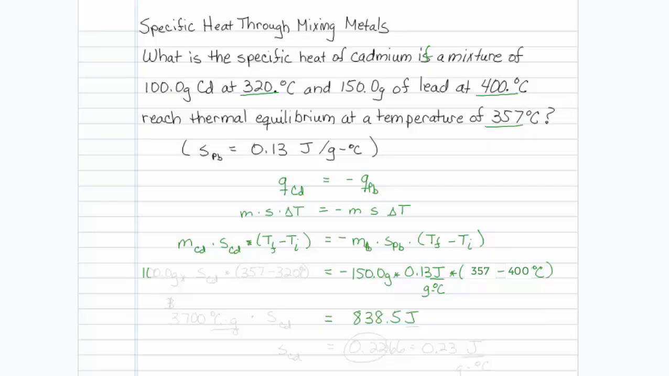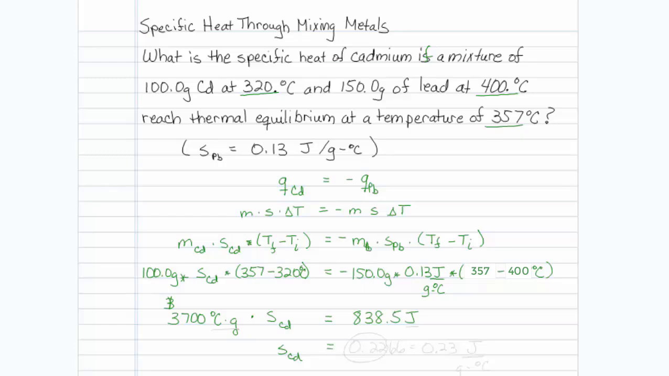I have 100 grams of cadmium. The specific heat of the cadmium is what I'm trying to solve for. The final temperature is 357 and the initial temperature is 320. I can multiply this out and I wind up with, let me move it down to this line, 3,700 degrees Celsius times grams, if I pay attention to my units, times the specific heat of cadmium. So now it's just a matter of taking my 3,700 over to the other side.